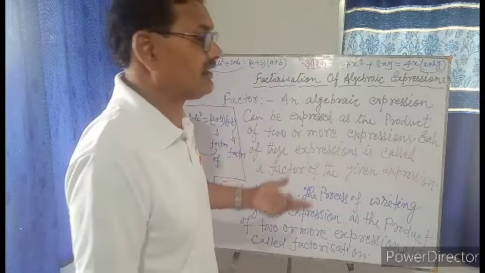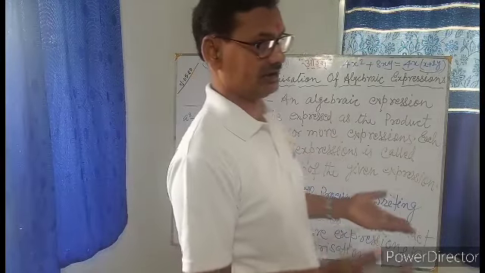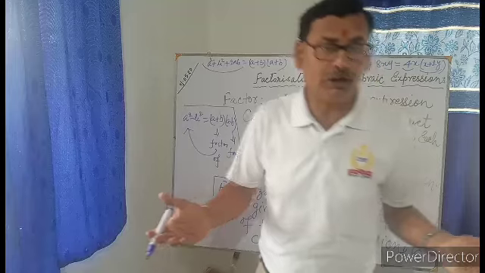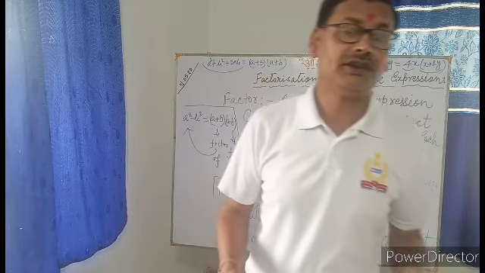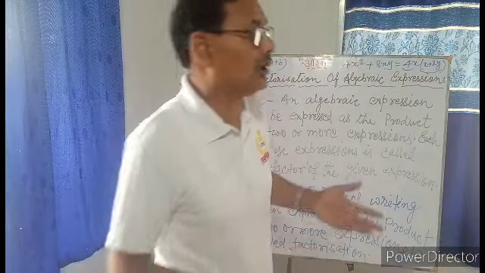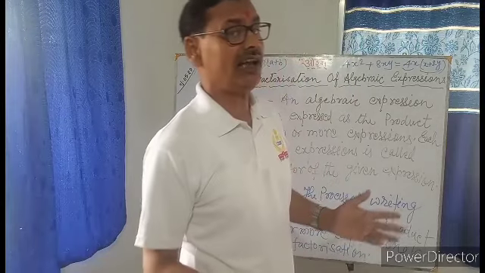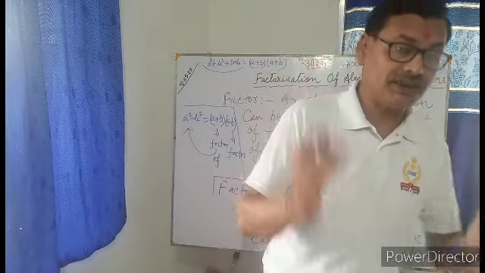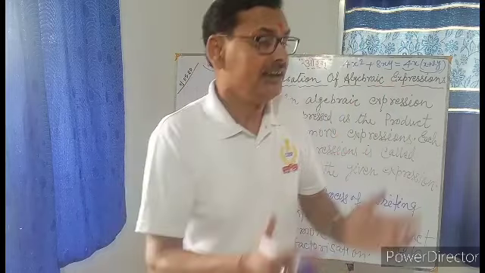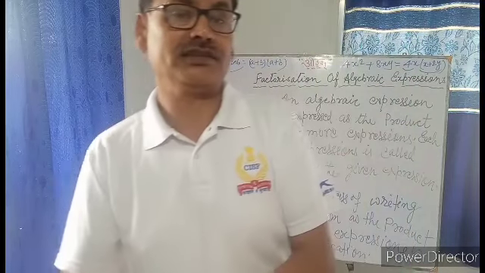So the process of writing a given expression as the product of two or more expressions is called factorization. What is factorization? Factorization is a process by virtue of which, in this process, we write an expression, an algebraic expression, in the form of the product of two expressions.